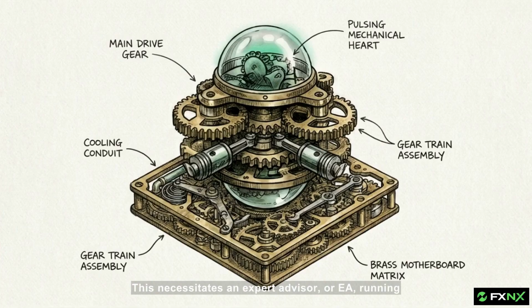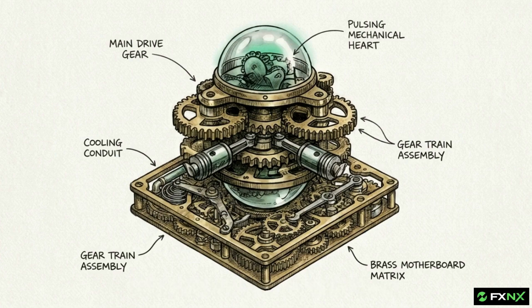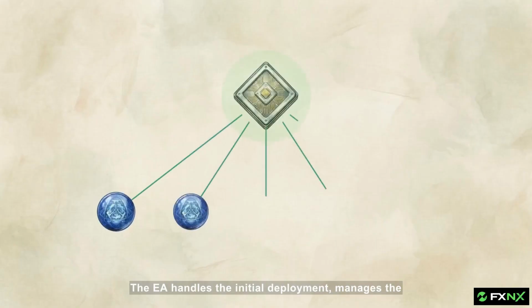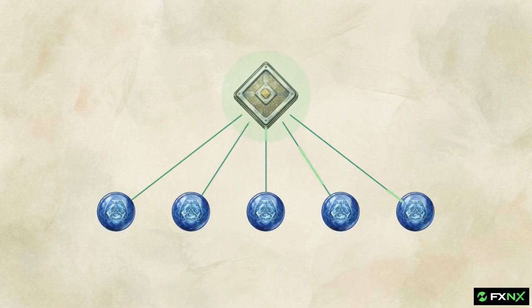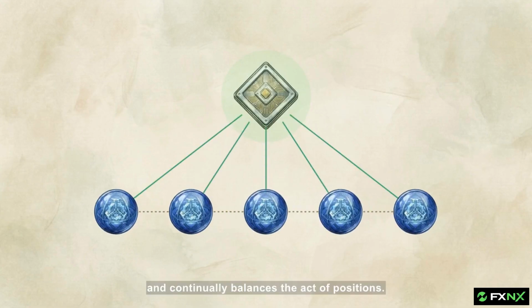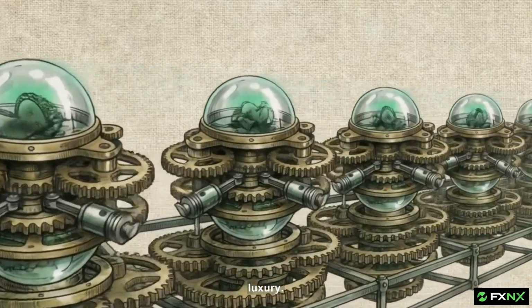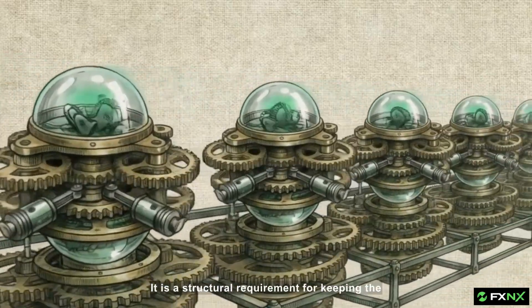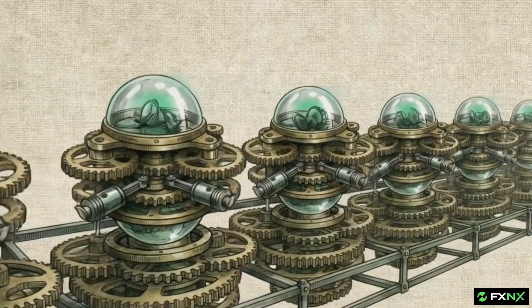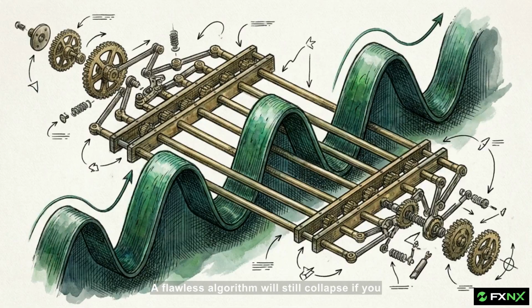This necessitates an expert advisor, or EA, running on a platform like MetaTrader. The EA handles the initial deployment, manages the take profits, and continually balances the active positions. In grid trading, automation is not an optional luxury. It is a structural requirement for keeping the math perfectly aligned. A flawless algorithm will still collapse if you deploy it in the wrong environment.